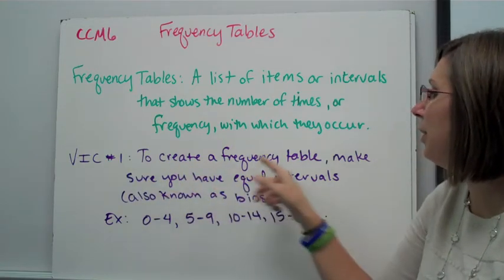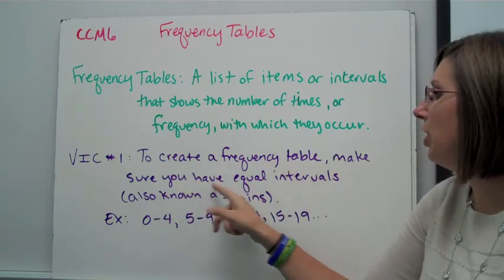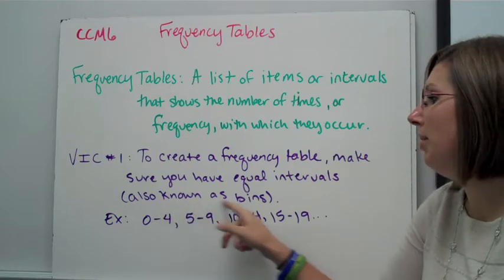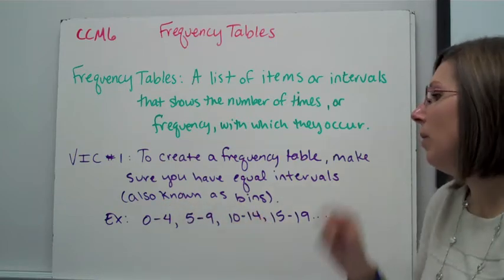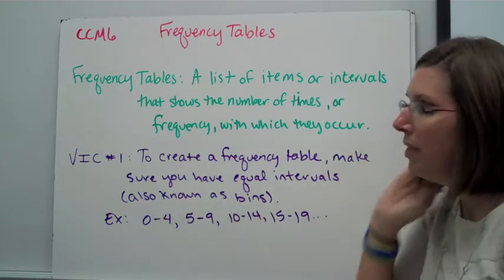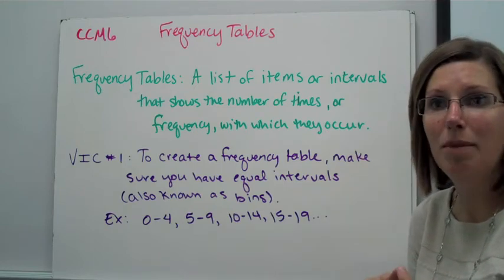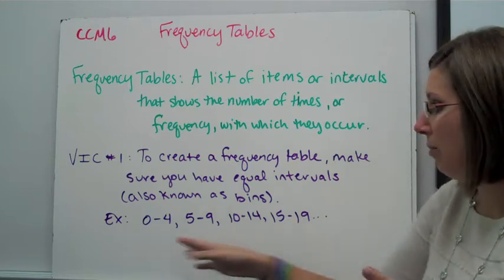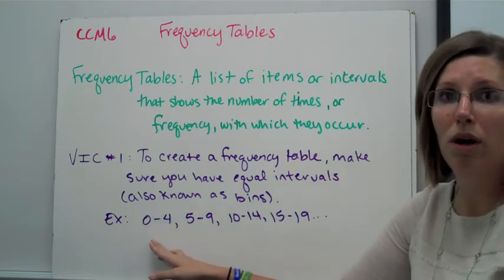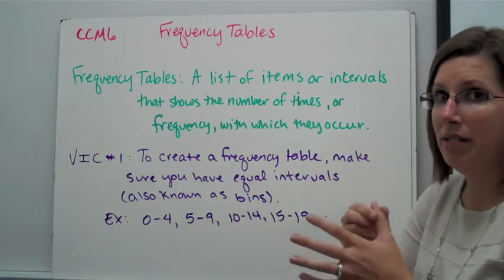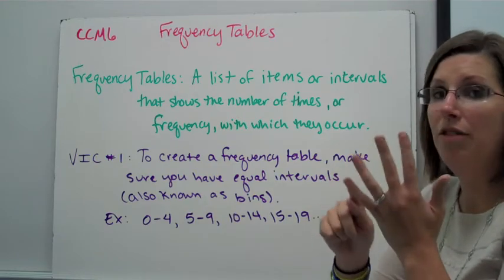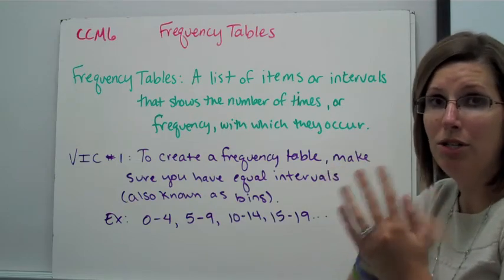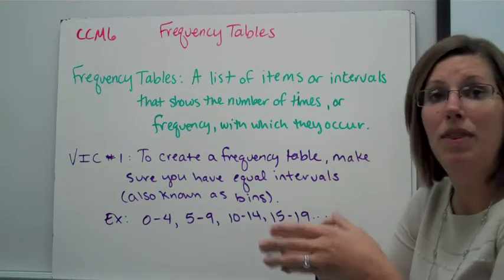To create a frequency table, make sure you have equal intervals. Intervals sometimes are also known as bins. What we mean by equal is they need to contain the same amount of options. For example, if I have 0 through 4, I have the numbers 0, 1, 2, 3, and 4. So I have 5 possible options that are contained within that bin.